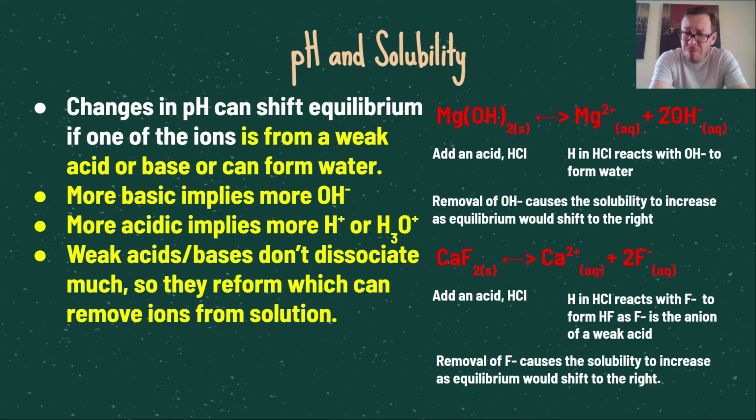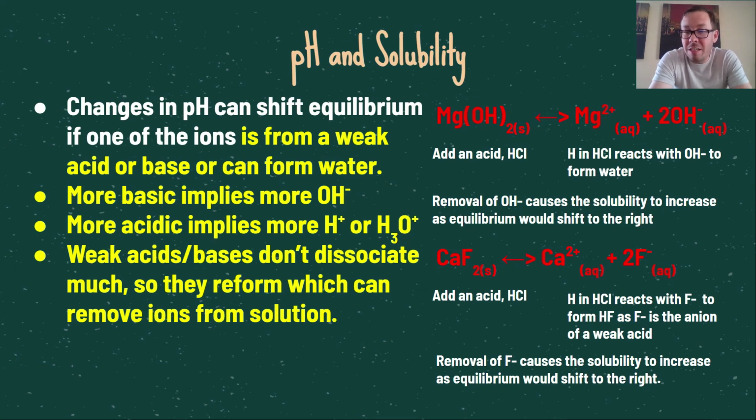We have CaF2, which dissociates into calcium and 2 fluoride ions. Let's say we add an acid, HCl again. Is there anything in that, H plus or Cl minus, that would react with anything on the right-hand side here? And the answer is yes. F minus is an ion of a weak acid. Hydrofluoric acid is weak, meaning it does not dissociate very much into its ions.